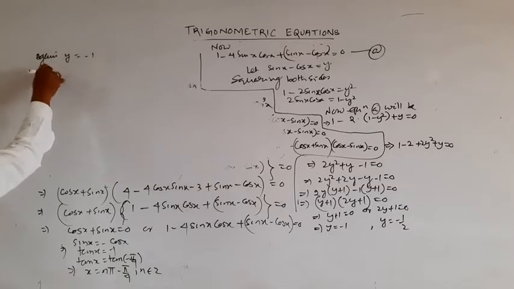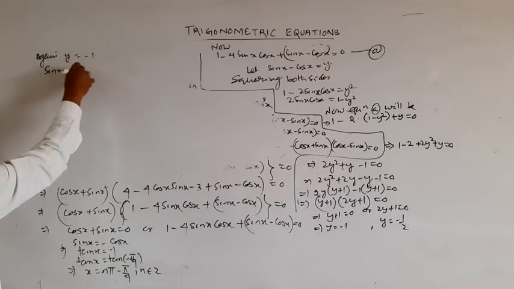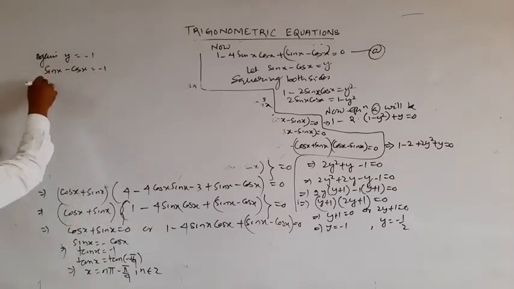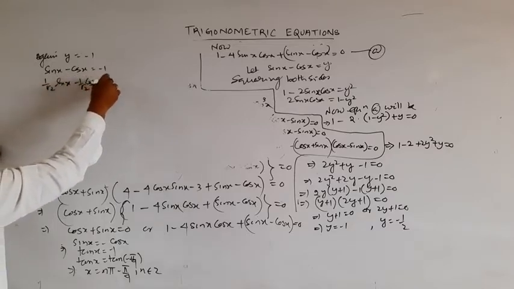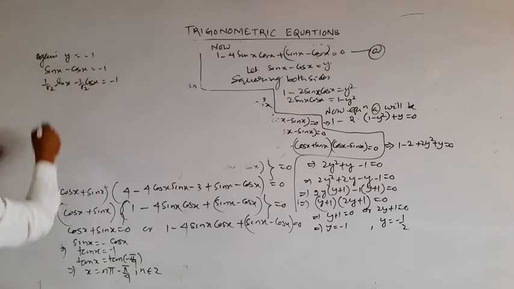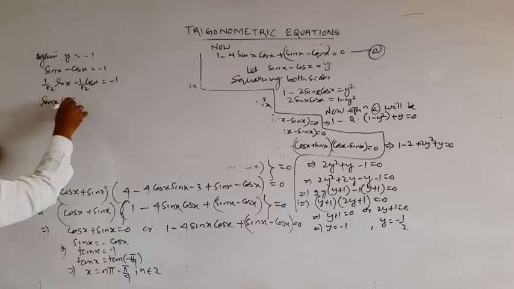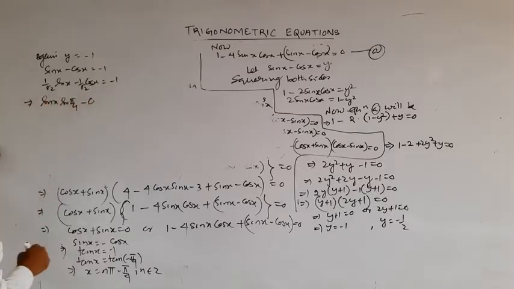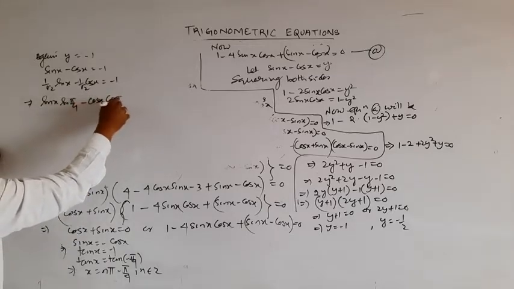Y means sin x minus cos x is equal to minus 1. So divide both sides by root 2. So 1 by root 2 multiplied by sin x minus 1 by root 2 cos x is equal to minus 1. Okay, so this is sin x into sin pi by 4 minus cos x into cos pi by 4 is equal to minus 1.